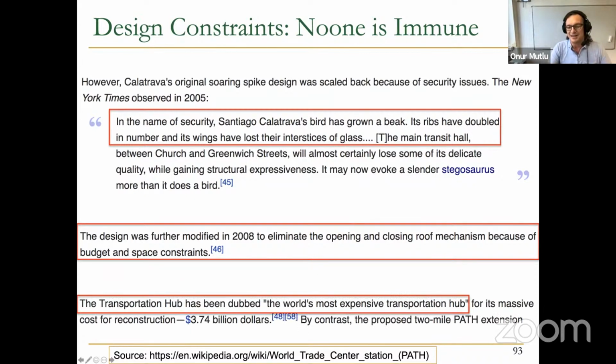And you can see that in this particular case, the transportation hub, the Oculus, has been dubbed the world's most expensive transportation hub for its massive reconstruction cost, $3.74 billion. That came from, I guess, the people of New York. So some people were clearly not happy about it, pouring so much money into this.